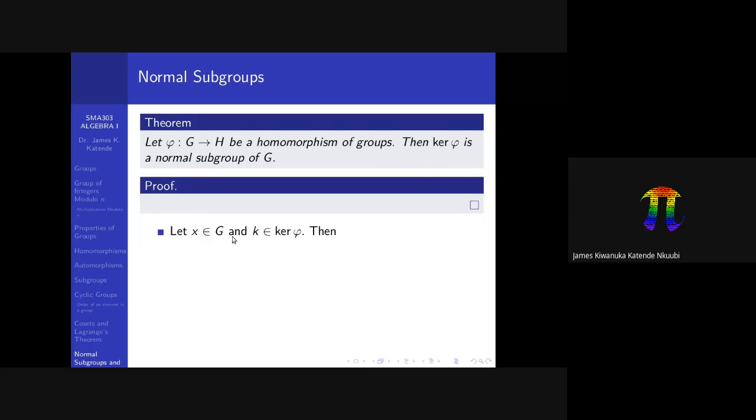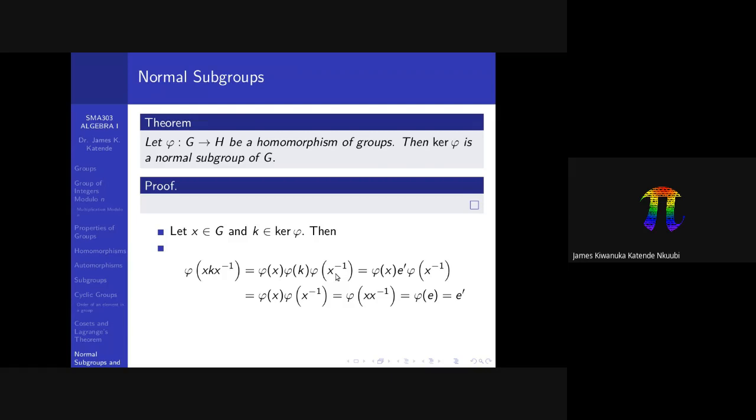If you pick x in G and k from the kernel, then we have the following situation. The image of xkx inverse, because this is a homomorphism, I can split this like that. But I know that k is in the kernel, so it means k must be mapped onto the identity in H. So e prime here simply means the identity element in H.